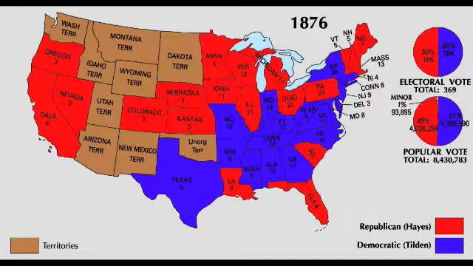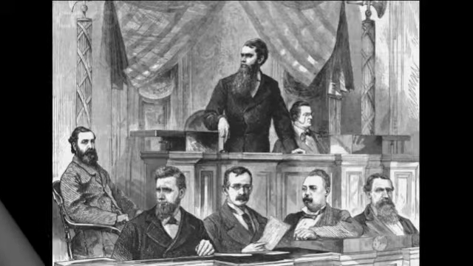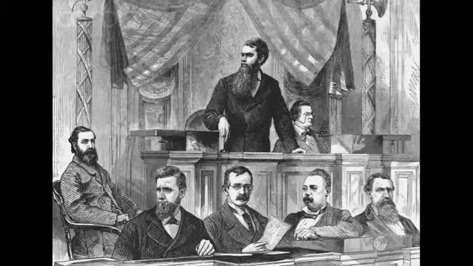Both parties agreed to these terms, and Hayes was elected the 19th President of the United States. This agreement became known as the Compromise of 1877. Due to the federal troops being taken out, the white Southern Democrats were able to deny African Americans their rights. The compromise ended the Northern occupation of the South, which led to the end of the Reconstruction era in U.S. history.